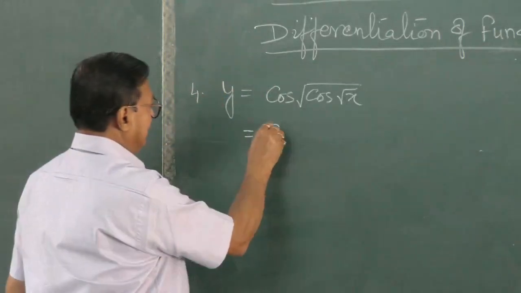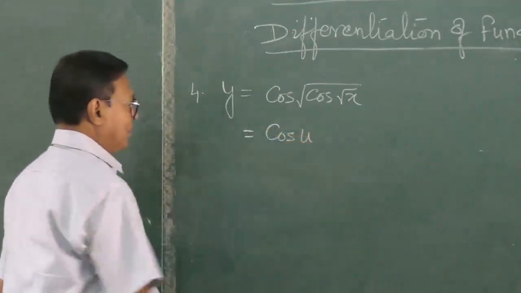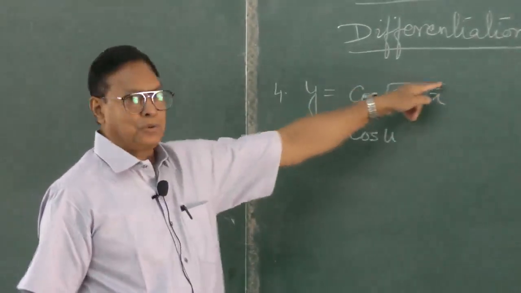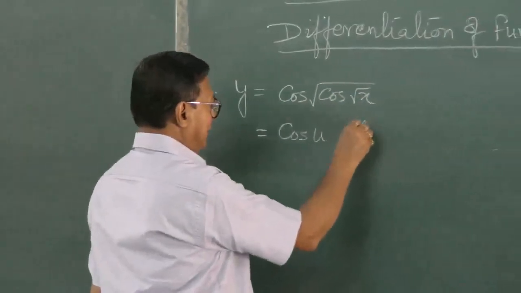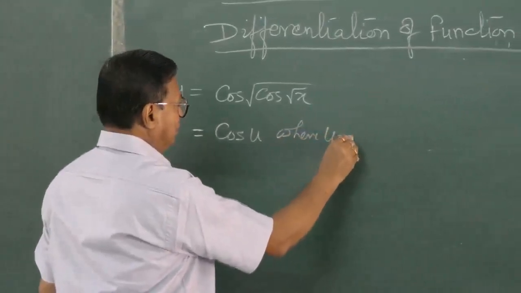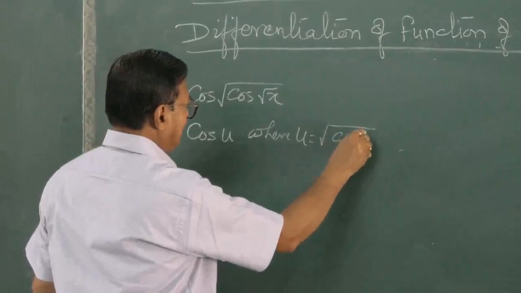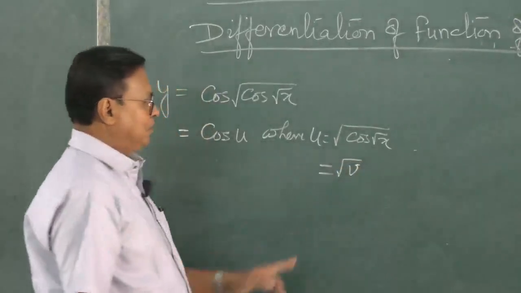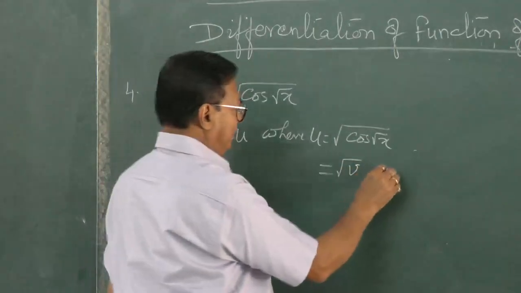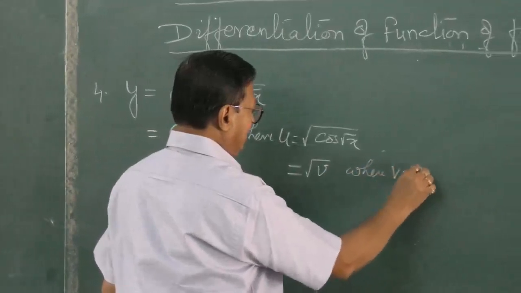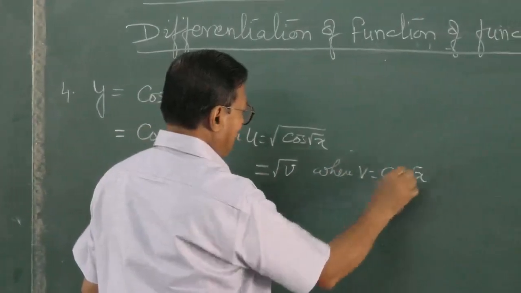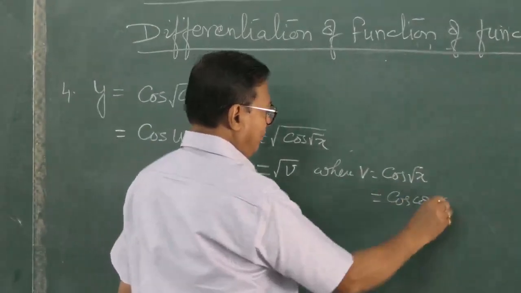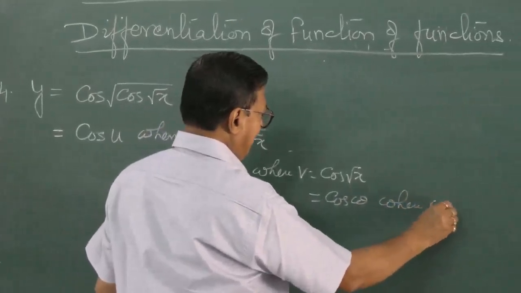So as we go by the chain rule, it is cos u. Now u I have written for what? The entire thing here, root over cos of root x. So where u is root over cos x. So this is root over v, because we have single function v. So where v is cos of root x. So we write it is equal to cos w, where w is root x.